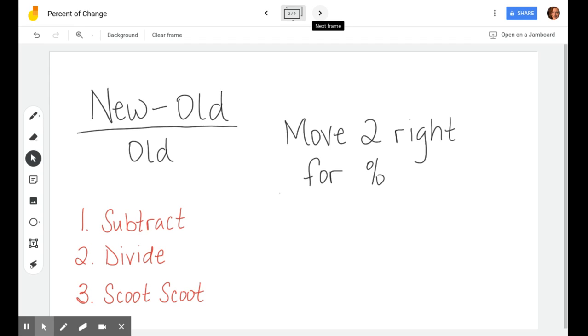Okay, so every one of these problems, you are going to take the new amount minus the old amount. So you're going to find the difference first, and then you're going to divide by the old or the original, whatever you want to call it. That's going to give you a decimal, and then you're going to move that decimal 2 places to the right and stick a percent sign on it. So 3 steps. Step 1, subtract. Step 2, divide. Step 3, scoot it to the right.